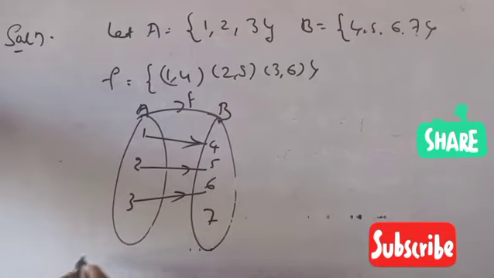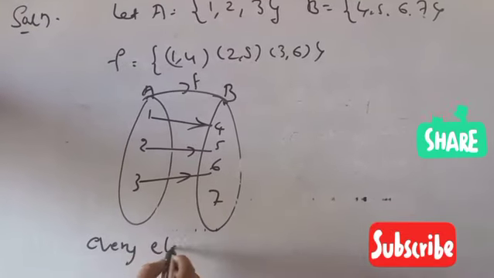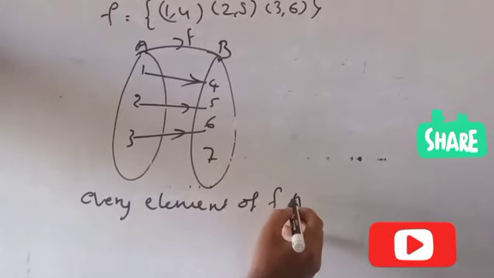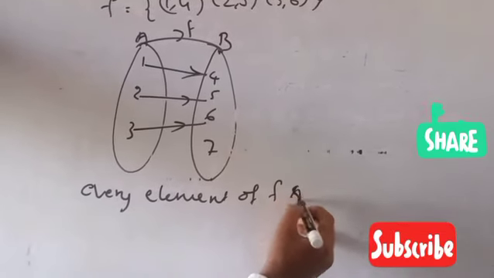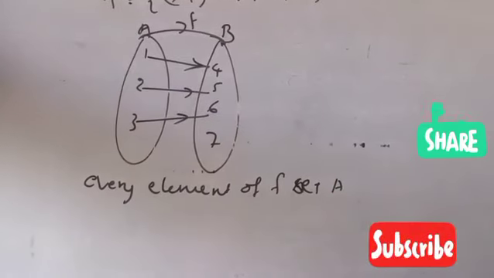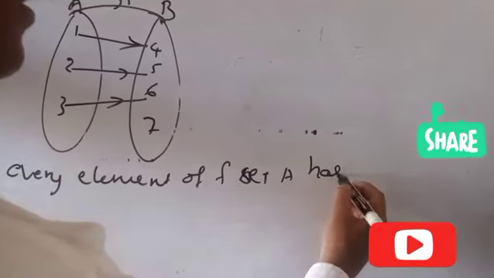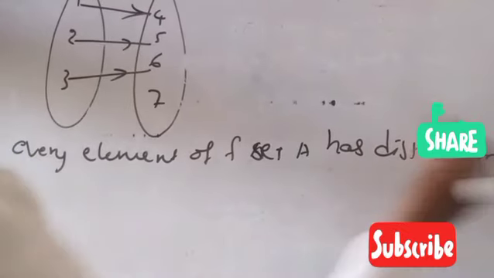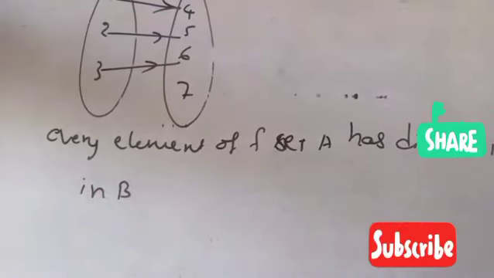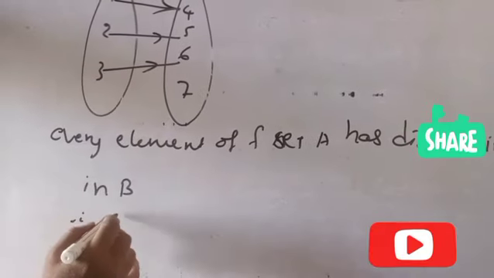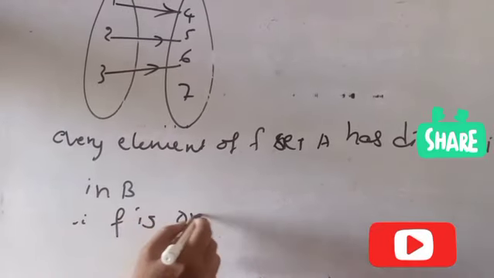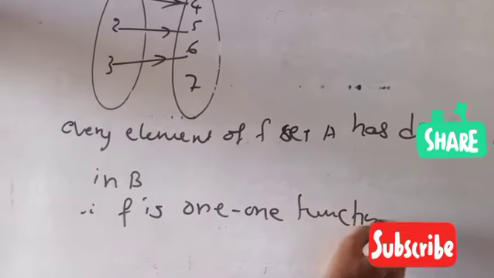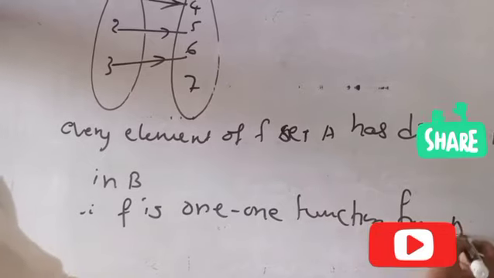So every element of set A has a distinct image in B. Therefore, f is a one-one function from A to B.